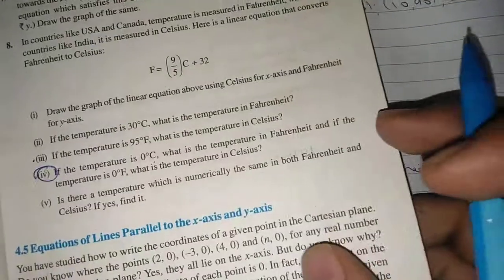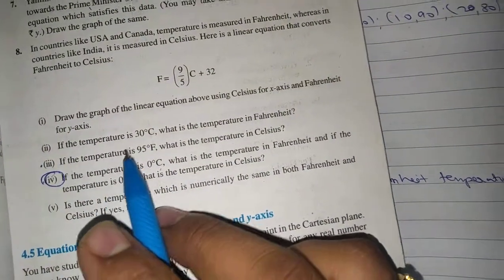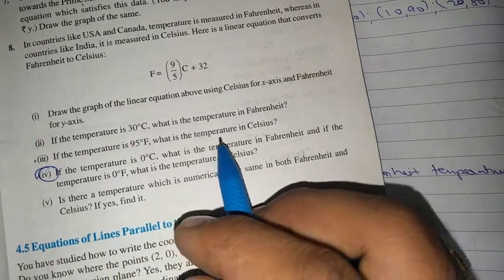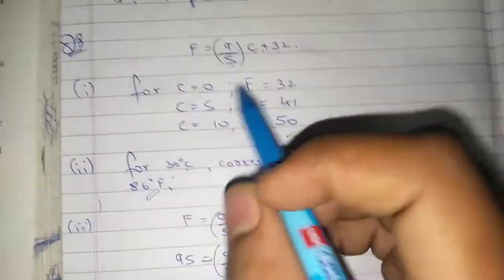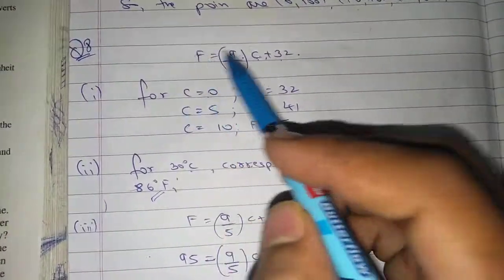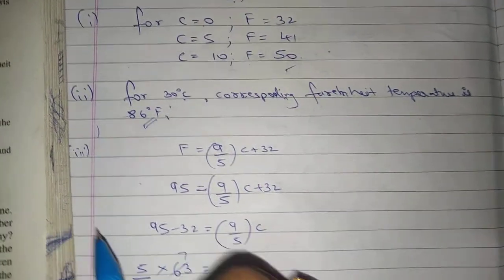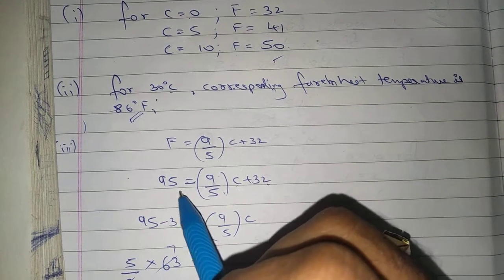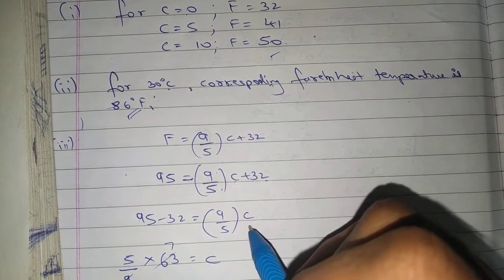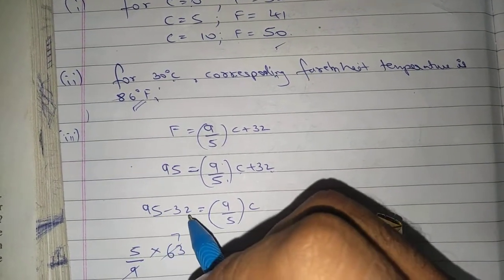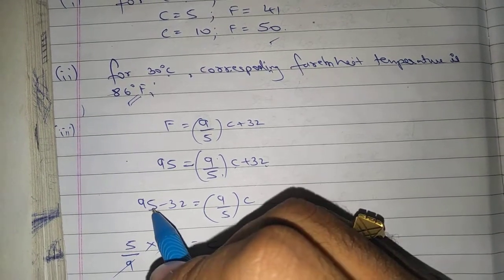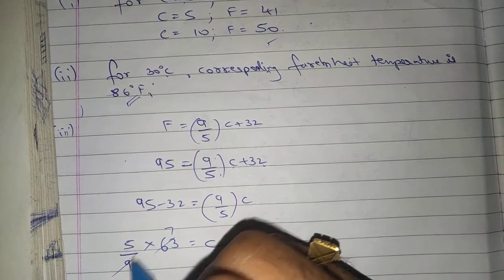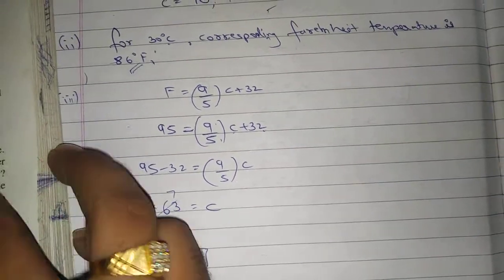Now next one. If the temperature is 95 degrees Fahrenheit, what is the temperature in Celsius? Now the Fahrenheit is given as 95. We have to find it in Celsius. So 95 is equal to 9 upon 5 C plus 32. 95 minus 32 equals 9 upon 5 C. It will be 63. 5 will go there and 9 will go down. 9 7s are 63, 5 7s are 35. So the value of C is 35.